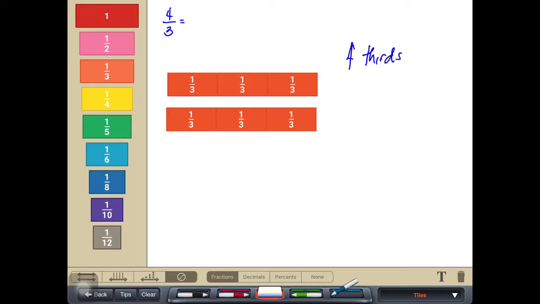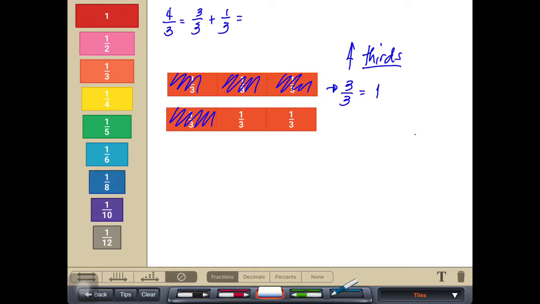thirds. Okay, that would now be 1, 2, 3, 4/3. Now, just by simply looking at our fraction right here, the 3/3 became 1 whole, right? So our 4/3 became 3/3 plus 1/3, which is now equal to 1 and 1/3.